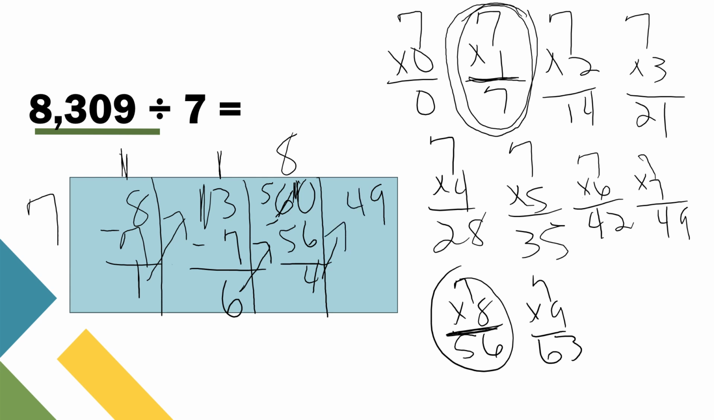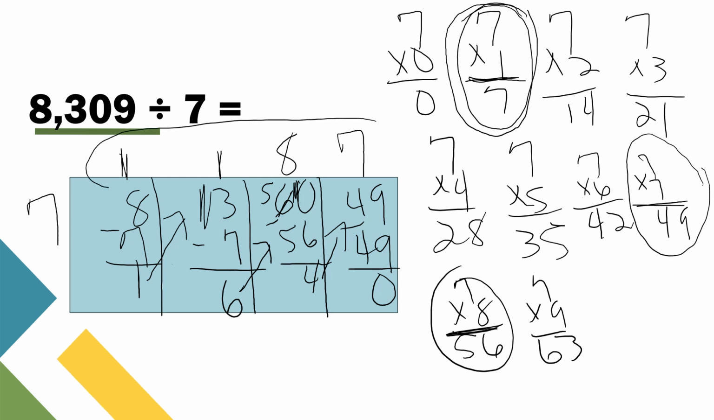And now I'm looking for 49. I see 49. What's at the top of my line goes at the top of my box. Whatever's at the bottom of it goes at the bottom. And then I subtract and 0. So 8,309 divided by 7 is equal to 1,187. Do I have a remainder? No, I do not, because in the last box, after I subtracted, the answer was 0.